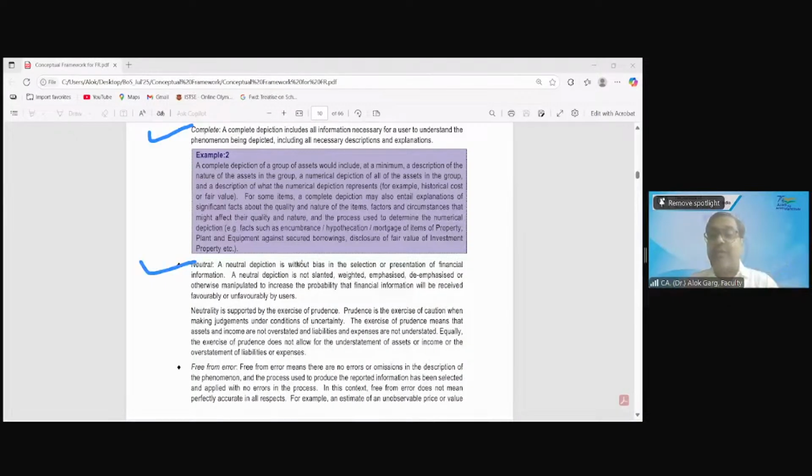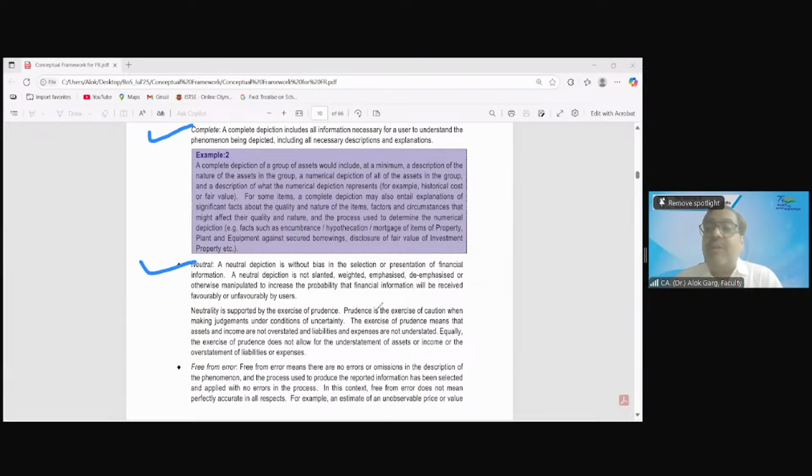So a neutral depiction is without bias in the selection or presentation of financial information, right? A neutral depiction is not slanted, weighted, emphasized, de-emphasized, or otherwise manipulated to increase the probability that financial information will be received favorably or unfavorably by users. For example, when you have done the revaluation, you just need to provide what the revaluation impact is, or whether it is through a registered or unregistered valuer or not. For example, the standard says that you have to get it done through a registered valuer. Okay, you have not done it through a registered valuer.